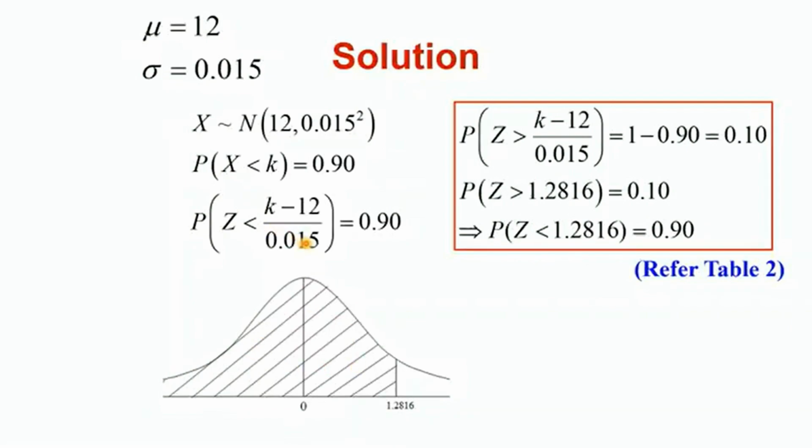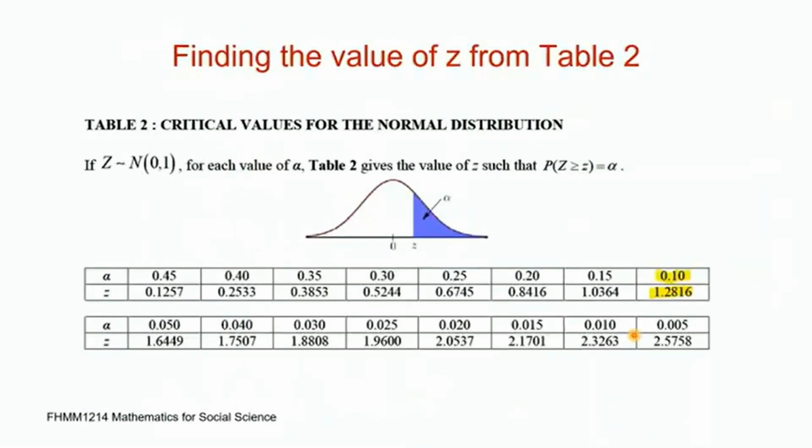Now you can compare these values, and after finding the value 1.2816 from table 2, you can set these two values equal. 1.2816 is equal to (K minus 12) over 0.015. Compare, and then you can find the value of K. K is 12.02 ounces. I also show you in the table how to find this value. For 10%, we have 0.1, 1 minus 0.9 is 0.1, and the value of Z is 1.2816.